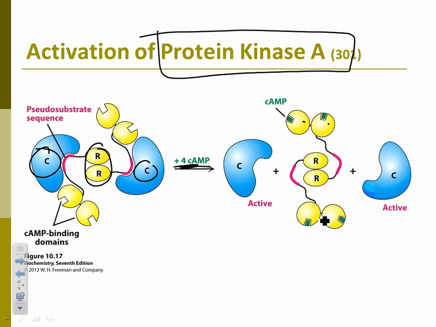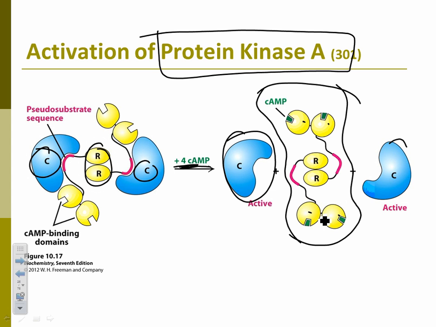They bind to the regulatory units, and then the whole thing dissociates. So this middle guy separates, and you have 2 catalytic units, which then become active, and they can go do whatever PKA does. PKA does many things. That's for later chapters. For now, just know the general PKA structure. Know that it dissociates when activated.